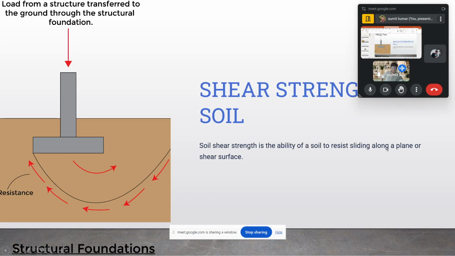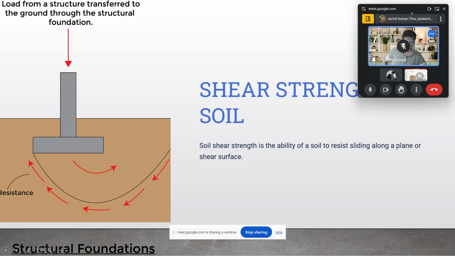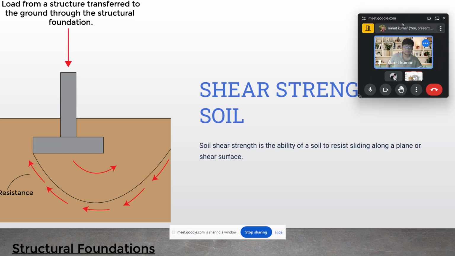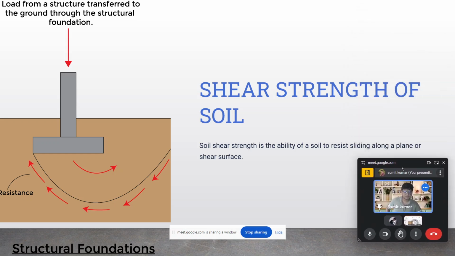Now we will talk about the shear strength. We will understand it in a diagrammatic manner, and we will go into the broader aspects of what we are talking about. Okay, I think so. I'm clear up to here.